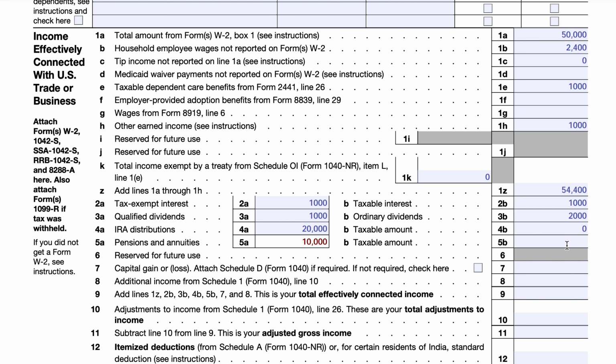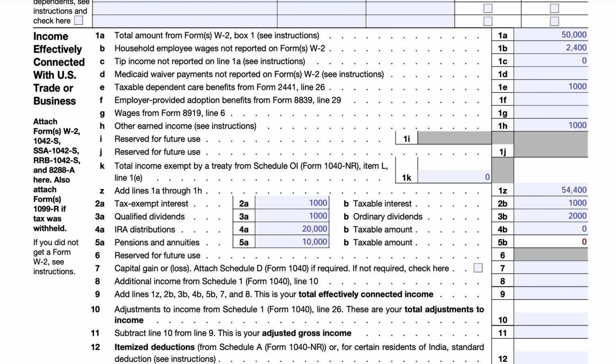And again, there could be a taxable and a non-taxable amount for any number of reasons. Line 6 is not going to be addressed here. That's reserved for future use. That's for Social Security benefits, which you would not be eligible for while filing Form 1040-NR.